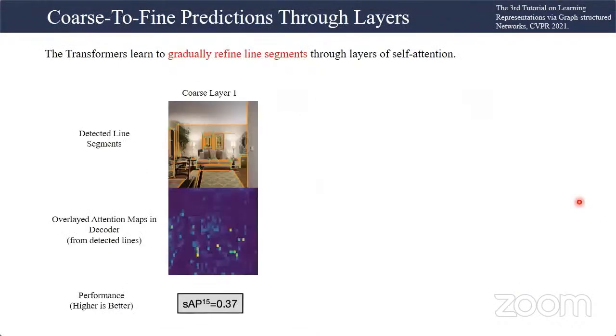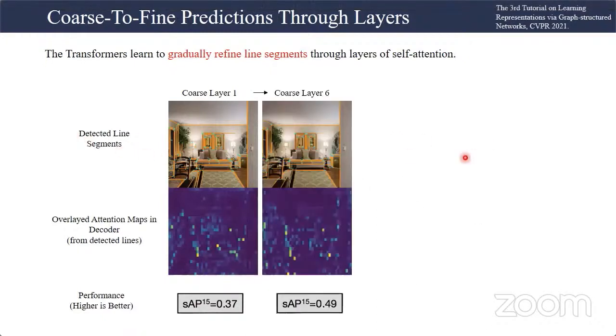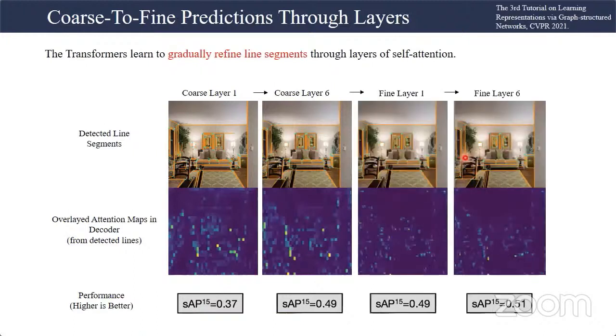The transformers learn to gradually refine line segments through layers of self-attention mechanism. This row shows detected line segments at different layers. And this row shows the overall overlaid attention maps in the decoder. And then the numbers are shown below for each layer. For LETR, its coarse layer 1 already has a decent localization for the line segments. And the further layers in the transformers help refine the detection.